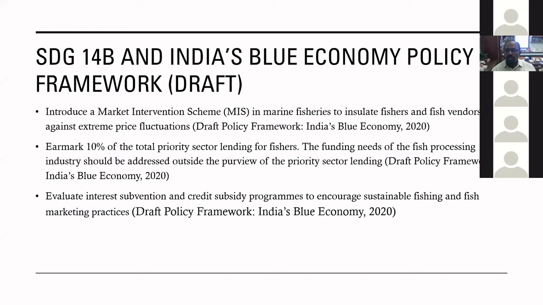And then it talks about priority sector lending. 10% of the total priority sector should be kept only for fishers. And they're saying that don't include in this the sector lending to fish processing activity. Therefore, only for fishing activity, which probably a large number of poor people are undertaking. They're saying that the priority sector lending can be earmarked for those people. So that's also an excellent suggestion coming from the draft policy.